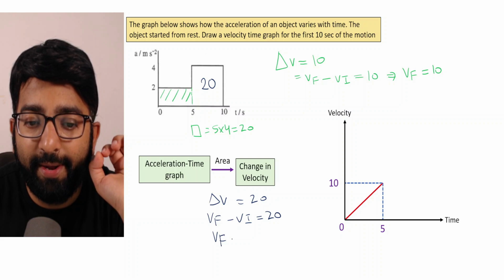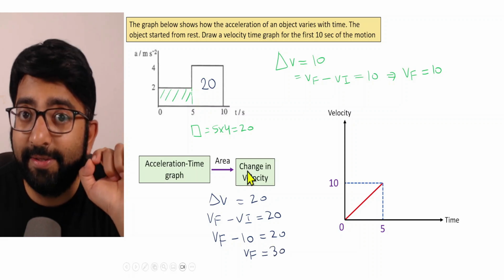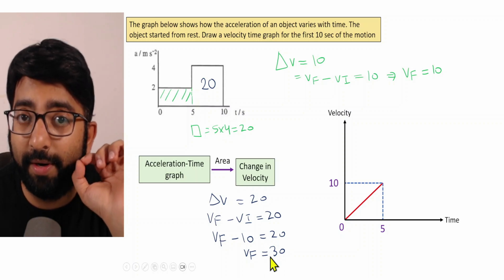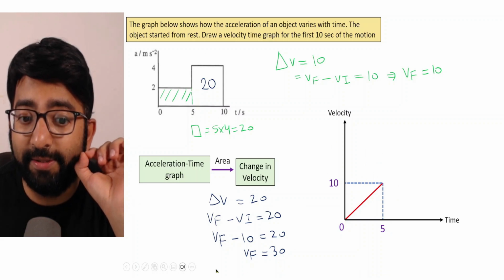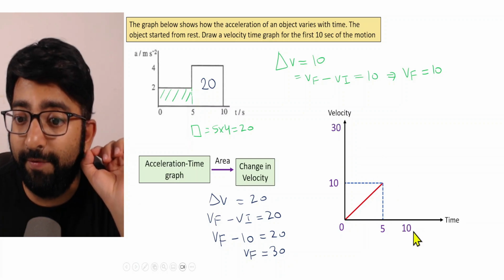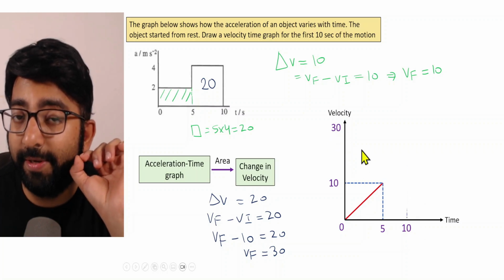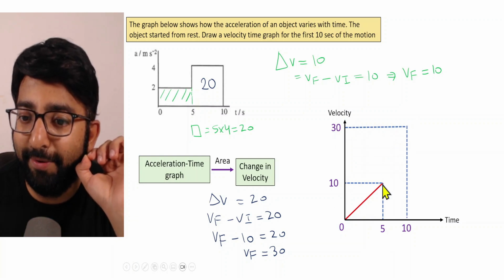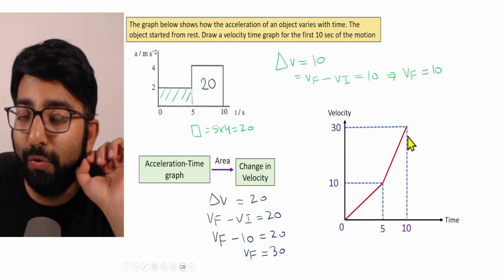So let's put Vi as 10. This will come out as 20. And if we solve this expression, the final velocity will come out as 30. Hence, now we can say that at the end of 10 seconds, the object would be traveling at a speed of 30 meters per second. Let us plot that on the same graph. So at the end of 10 seconds, final velocity is 30. So first of all, we are going to plot t is equal to 10 and velocity being 30. Like in the previous case, we'll draw two dotted lines which are going to intersect at this point. And then all we need to do is just connect this point to this point. And hence the velocity time graph will look like this.